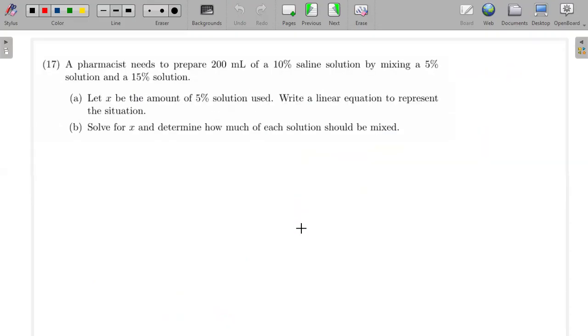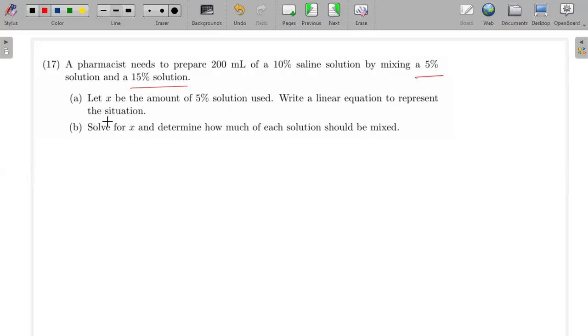All right. Next, they are telling us that a pharmacist needs to prepare 200 ml of a 10% saline solution. So I have to prepare 200 milliliters of 10% saline solution. But it's prepared by mixing a 5% solution and a 15% solution.